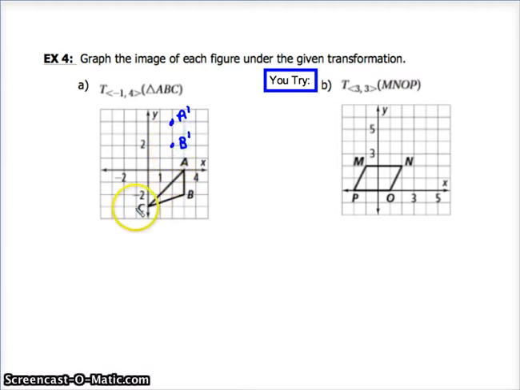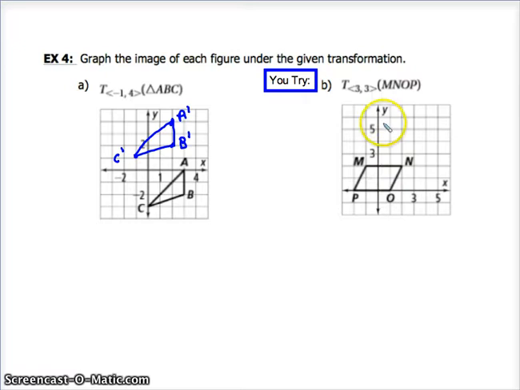And then C gets moved to the left 1 and up 4. 1, 2, 3, 4. C prime. Okay? Connect with some straight lines, and boom, we have just translated that figure. You give it a try. Pause the video and try part B.